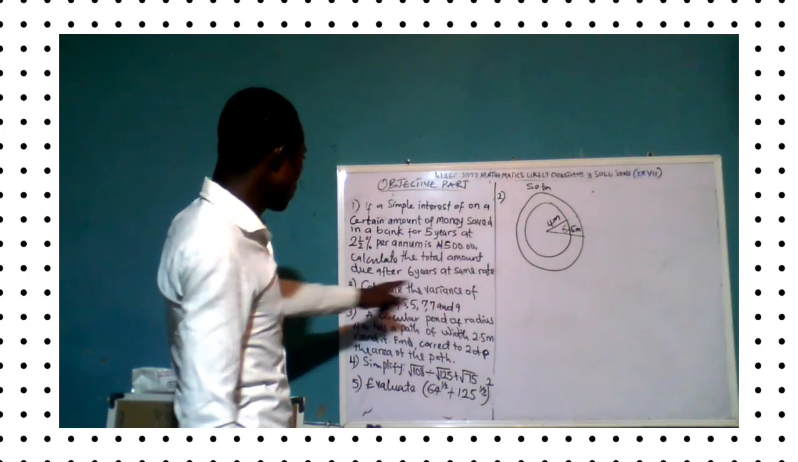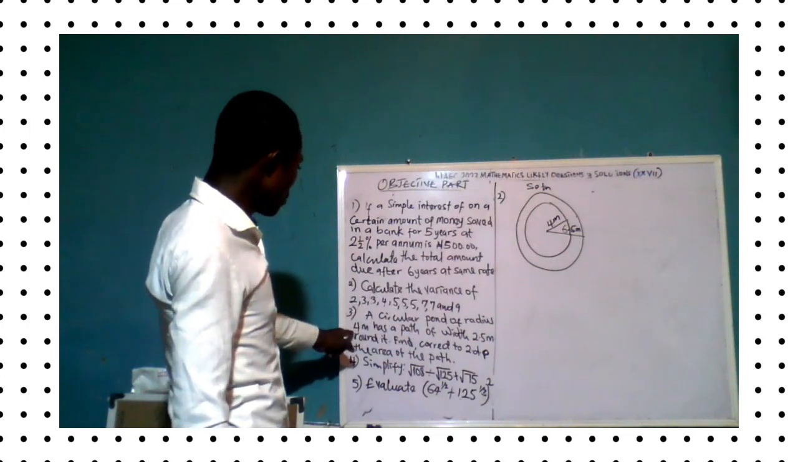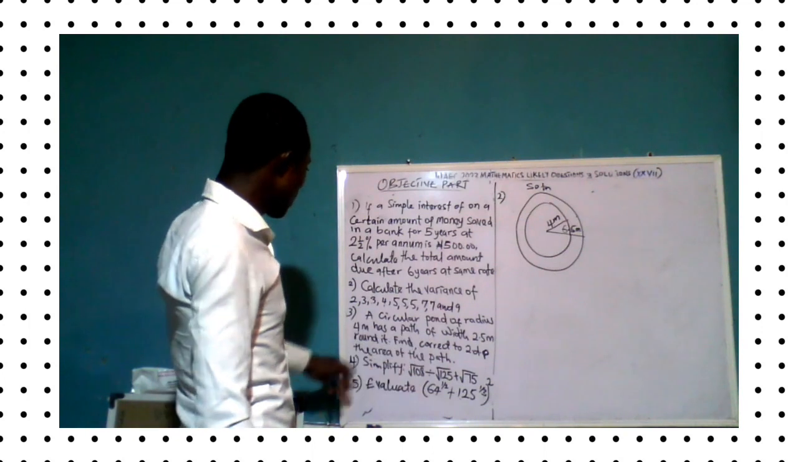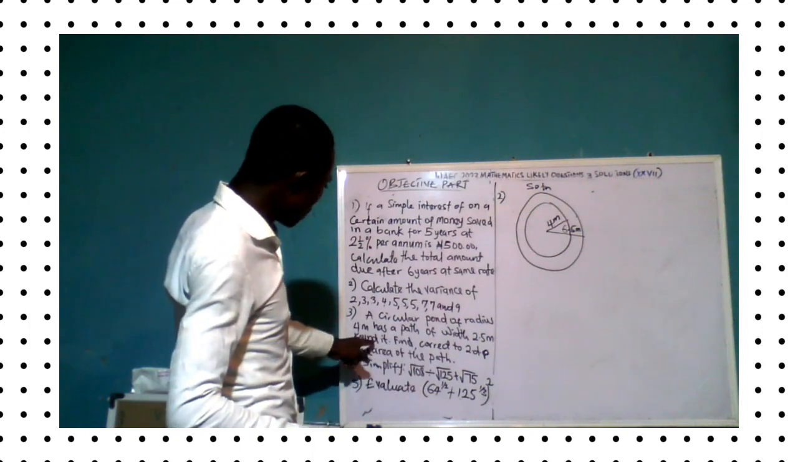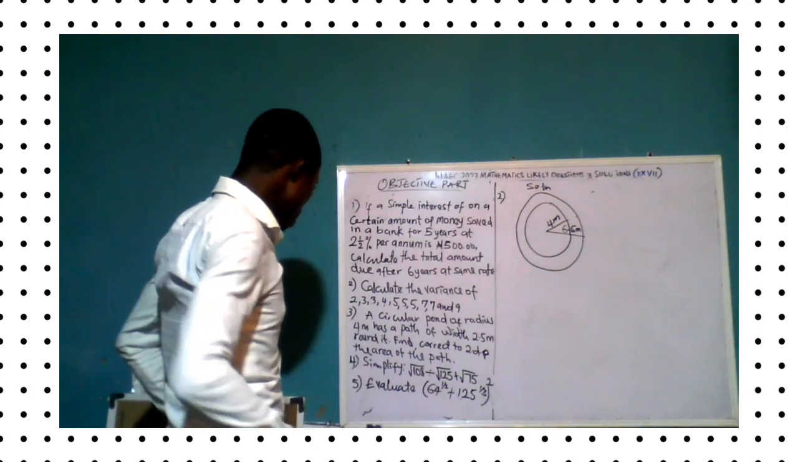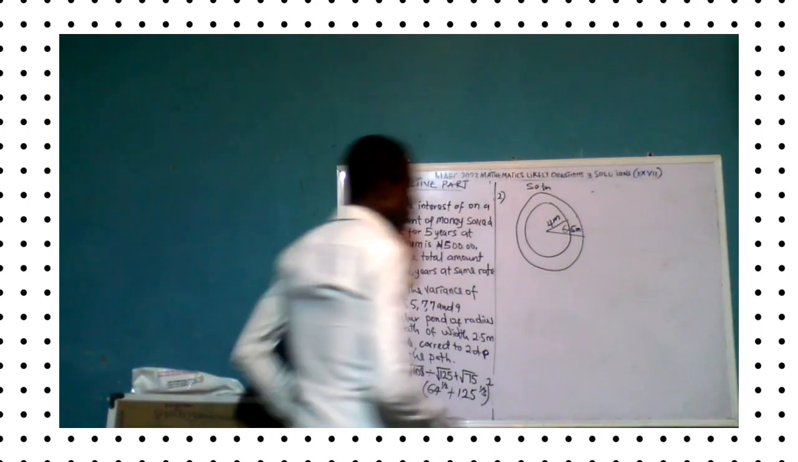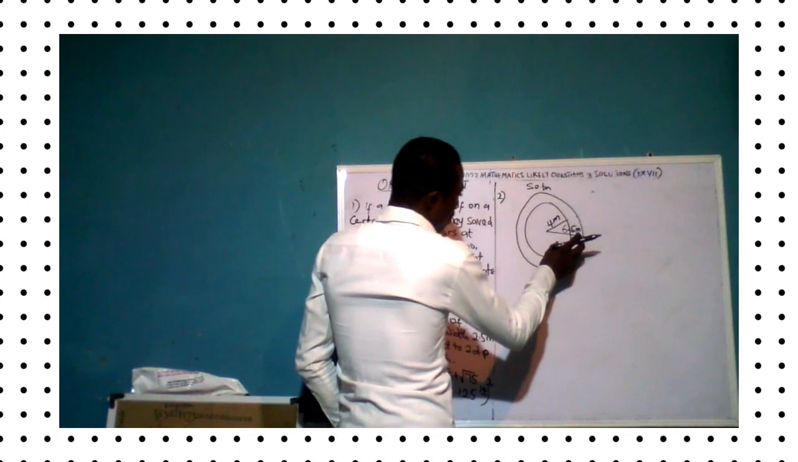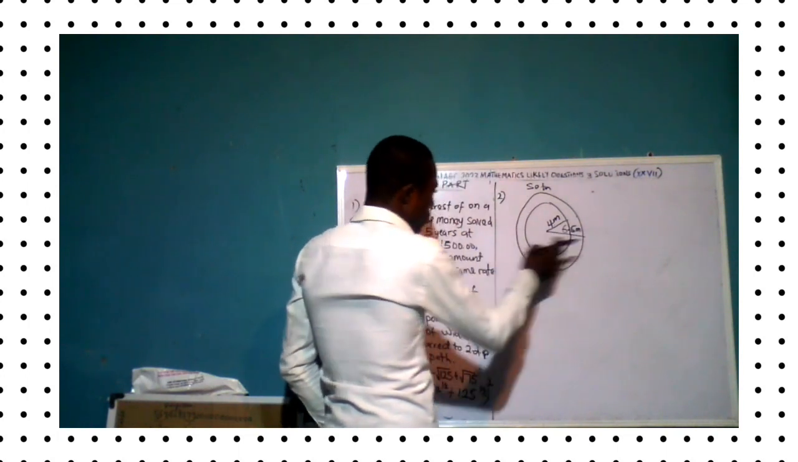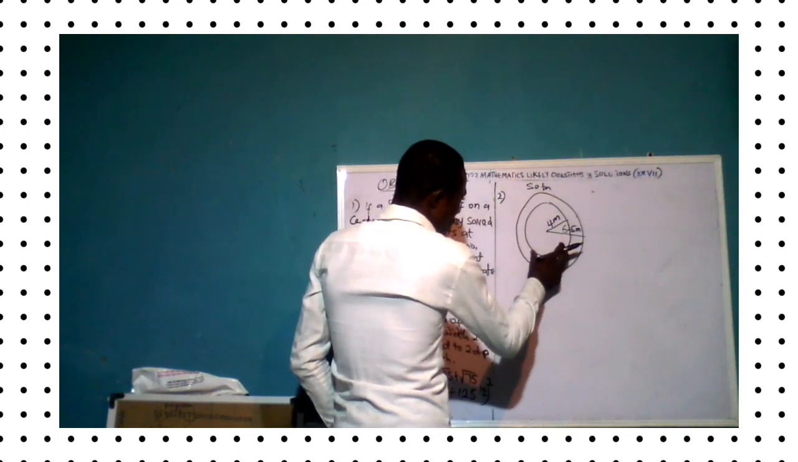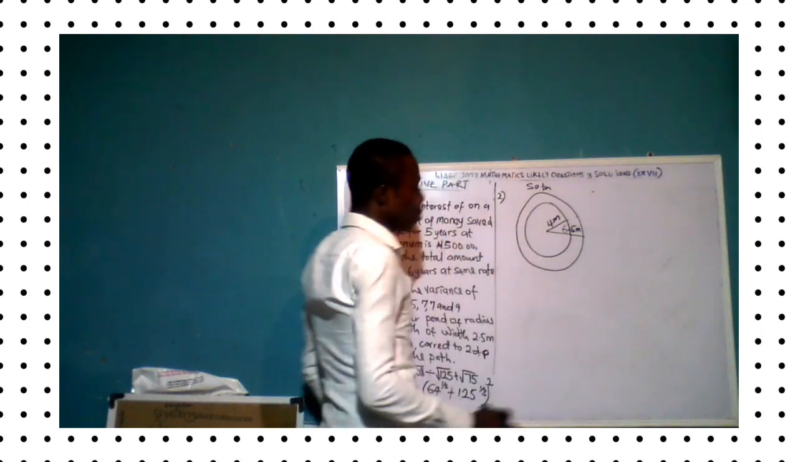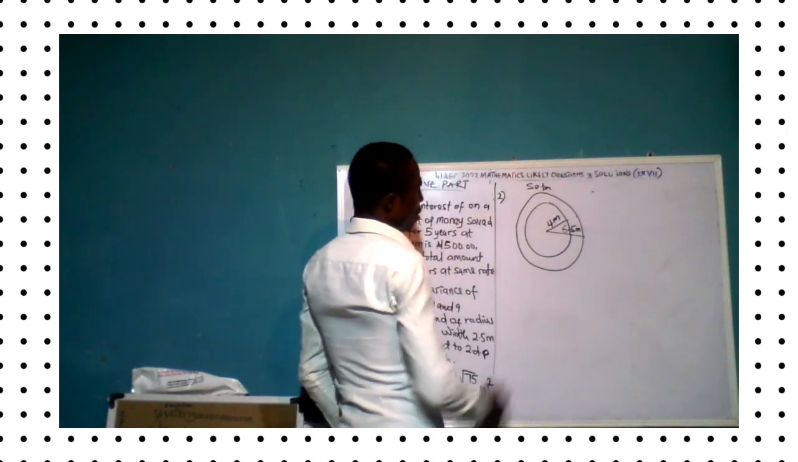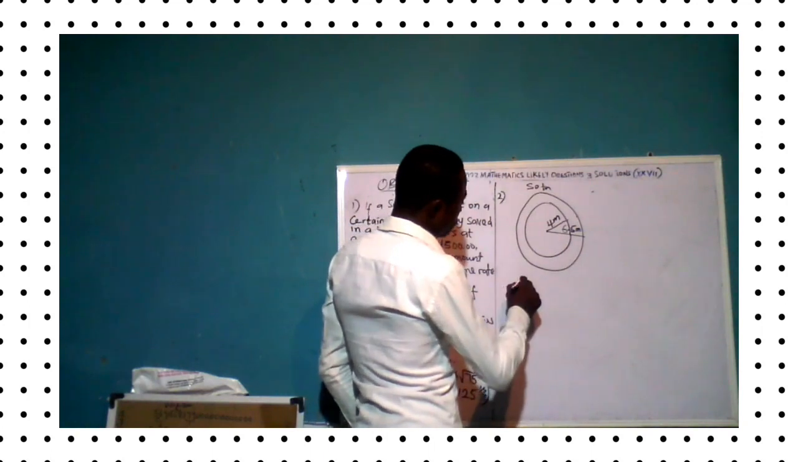Okay, having done that, the next thing is to state, since we are asked to find the area of the path that surrounds the circular pond, what we need to do is to find the areas of the 2 circles and subtract the area of the smaller circle from the area of the bigger circle. Okay, and how do we do that? Don't forget, area of a circle.